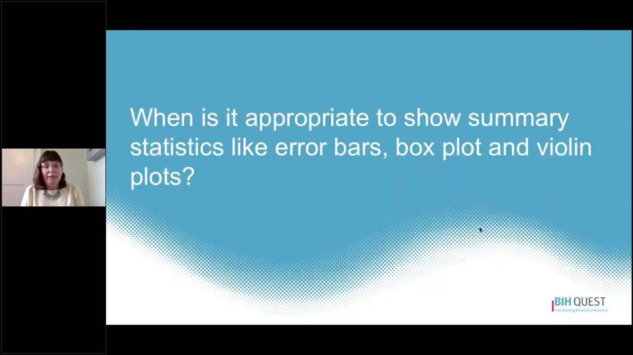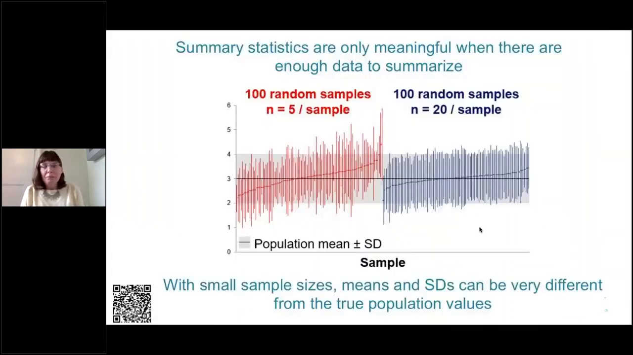Okay, when is it appropriate to show summary statistics like error bars or box and violin plots? Summary statistics are really only meaningful when you have enough data to summarize. And here we have simulated data sets. In the first case, we have drawn 100 random samples with a sample size of 5 observations per sample. And then we lined those samples up according to the mean and standard deviation and plotted them on this graph.